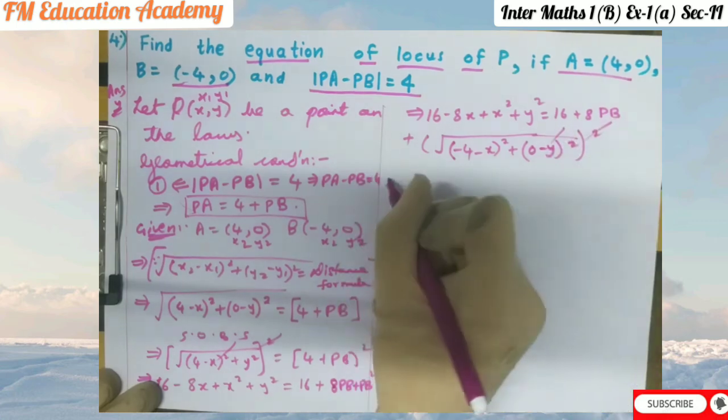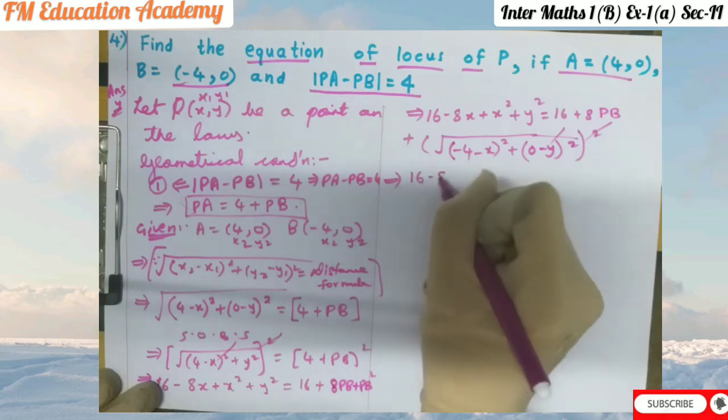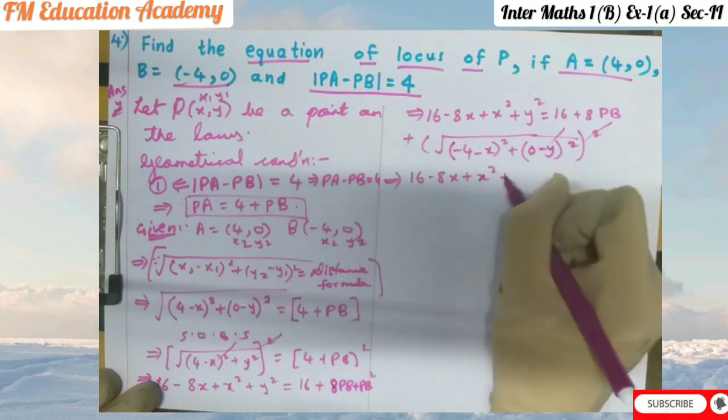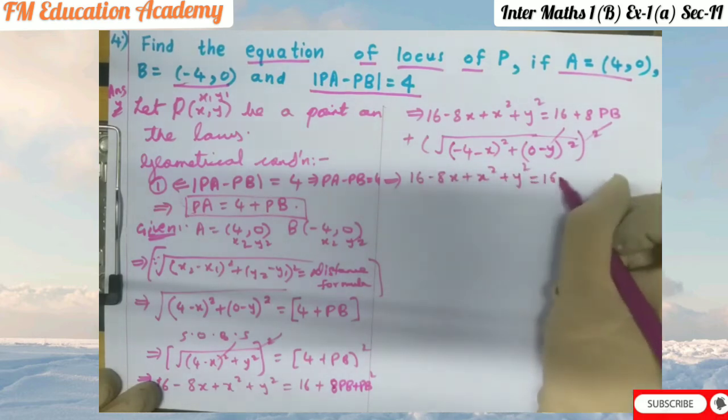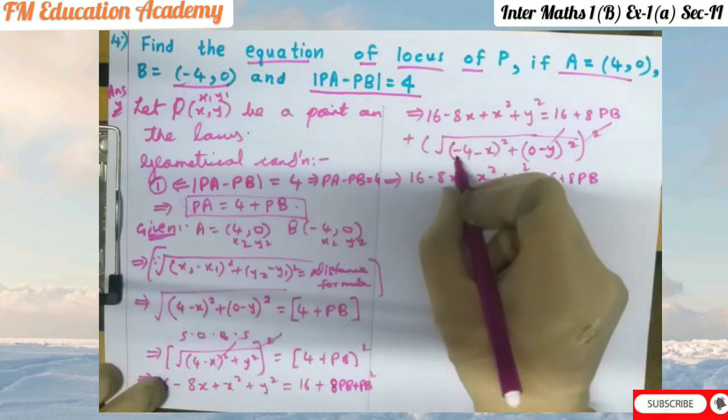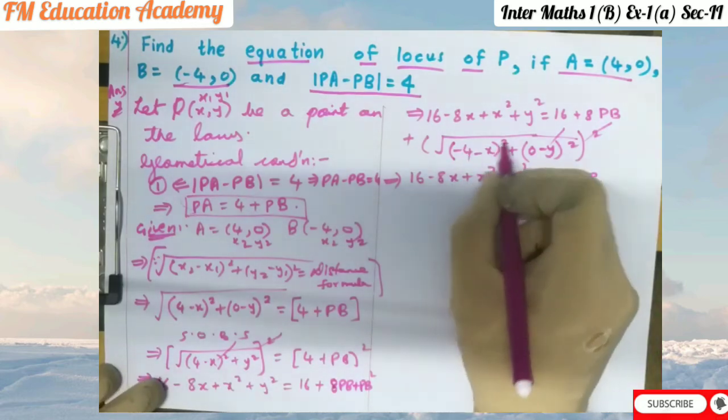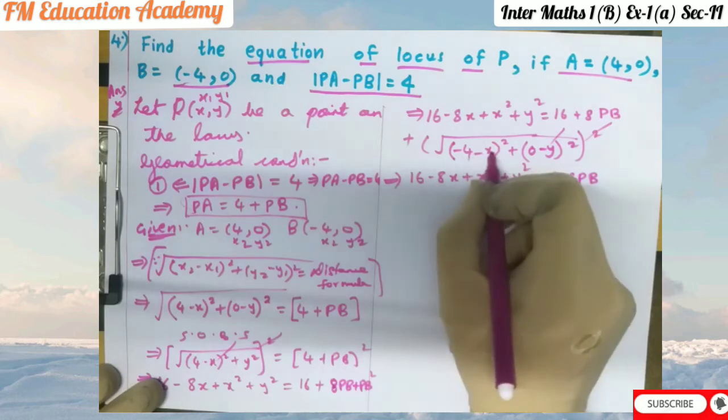Square and root is getting cancelled. We are getting 16 minus 8x plus x square plus y square is equals to 16 plus 8 PB plus a minus b whole square. Minus 4 minus x whole square is in the form of a minus b whole square. What is a here? Minus 4. What is b here? x.